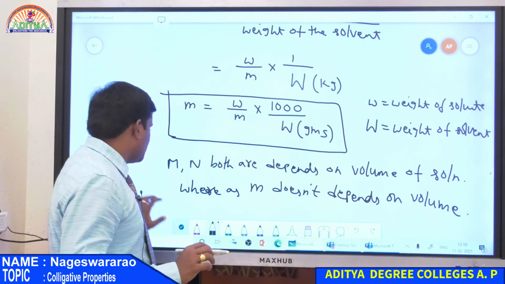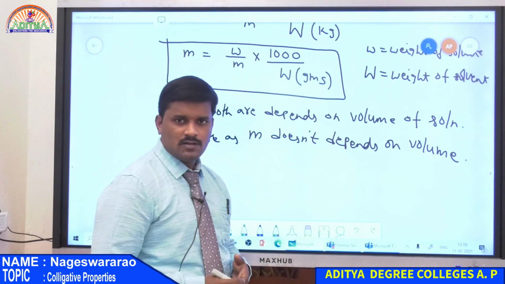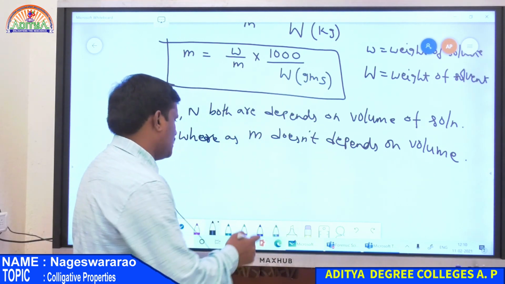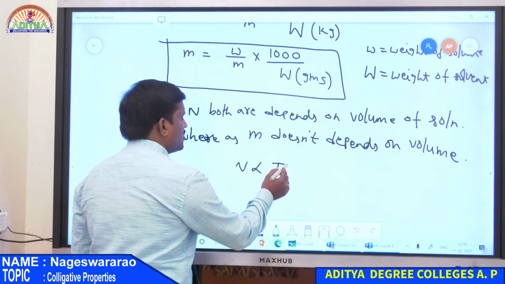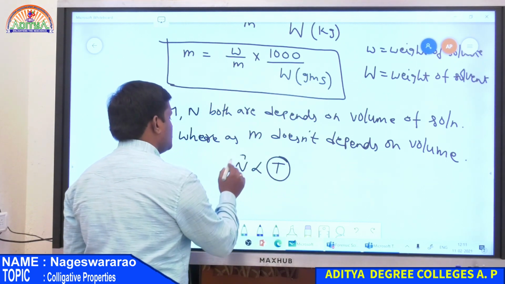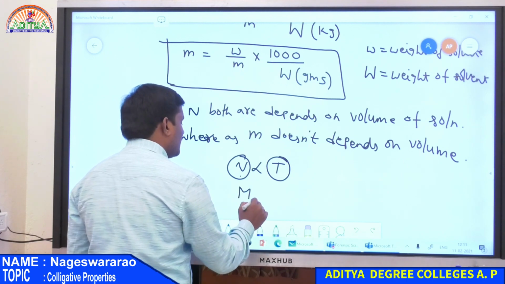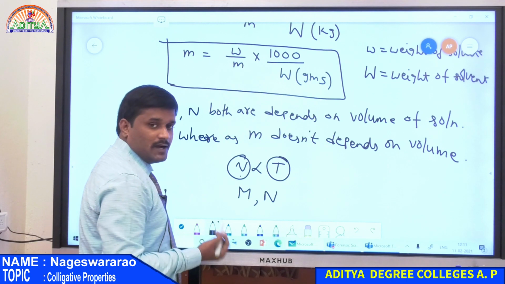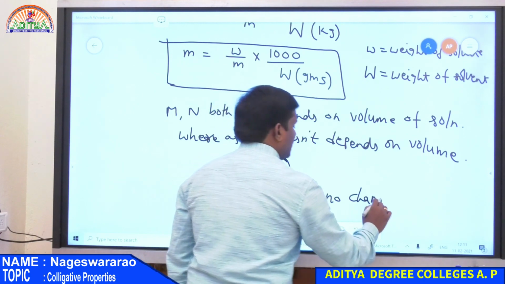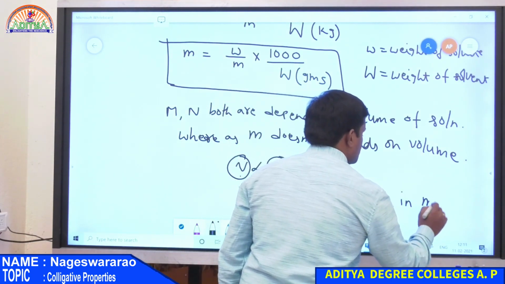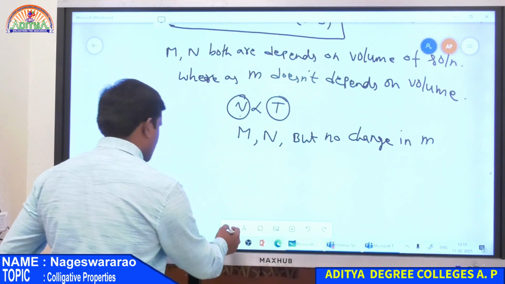Here both M and N depend on volume, whereas small m does not depend on volume, since volume depends on temperature. So V is always directly proportional to temperature. If there is a change in temperature, then there is a change in volume. If there is a change in volume, then there is a change in molarity as well as normality. But no change in molality, small m. Therefore molality is the best expression for concentration.